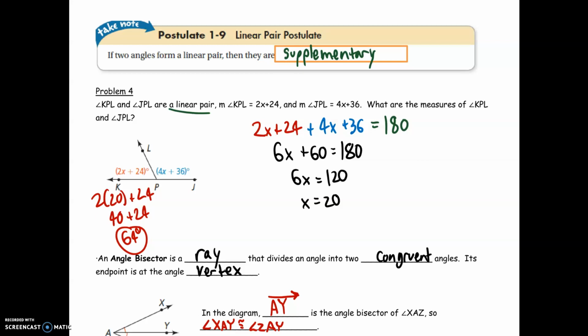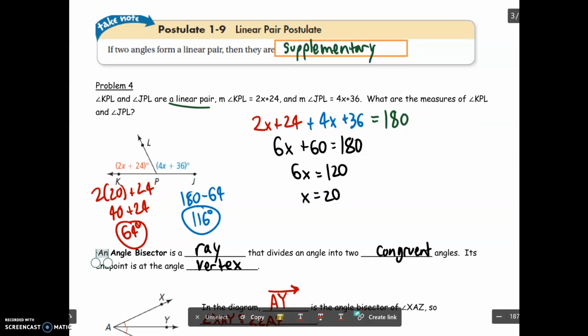We know that they add up to 180. So I could substitute into this next expression, or I could take 180 degrees, subtract the one that we've already found, and that's a way to show my next measurement is going to be 116 degrees. Again, it should add up to 180 and should also work if I substitute 20 back into this expression. I should get my 116.